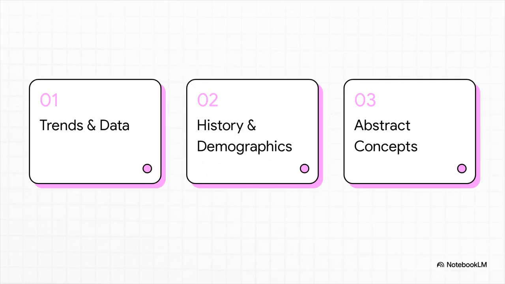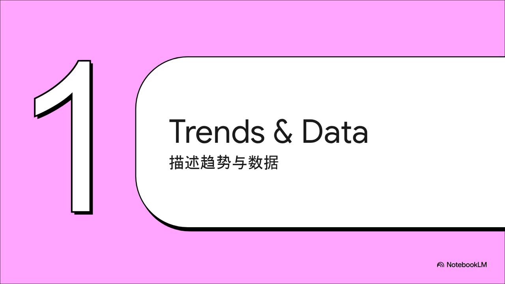All right, here's our game plan for today. We're starting with describing trends and data. Then we move into history, heritage, and demographics. And finally, we'll tackle abstract concepts and philosophy. Let's get right into it. Module 1. Describing trends and data.